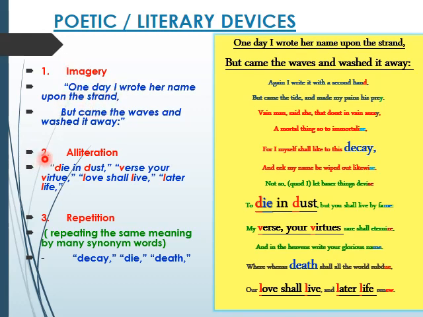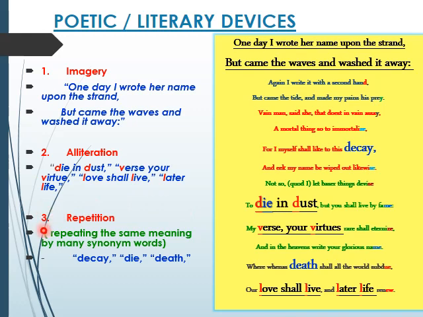The second one, alliteration, the repetition of the same consonant in successive words. Look at the examples. Die in dust. Here, die in dust. Verse your virtue. V, verse and V. Later life. Later life. Love shall live. You see here the sounds, the consonants are repeated, and this is alliteration.